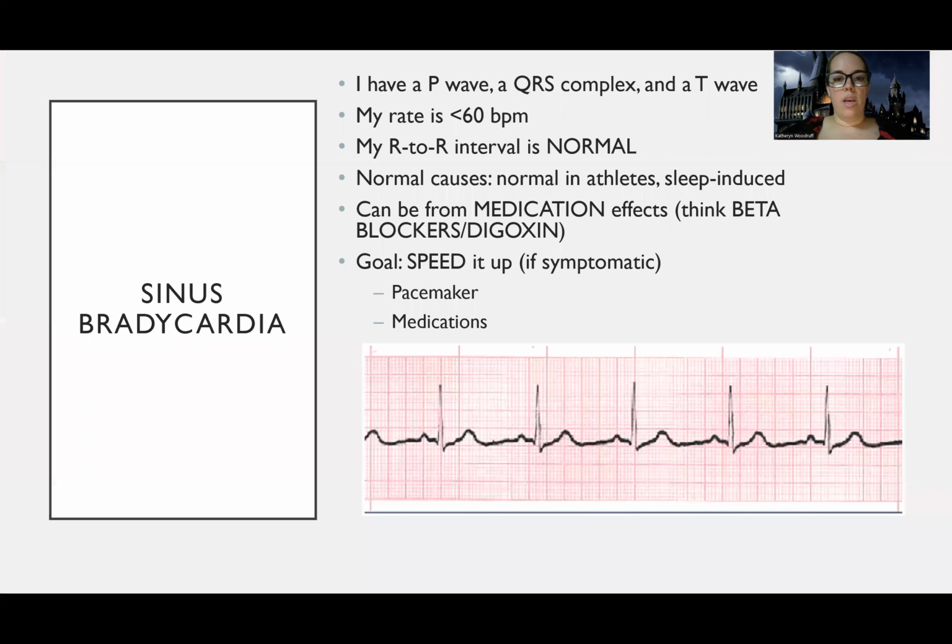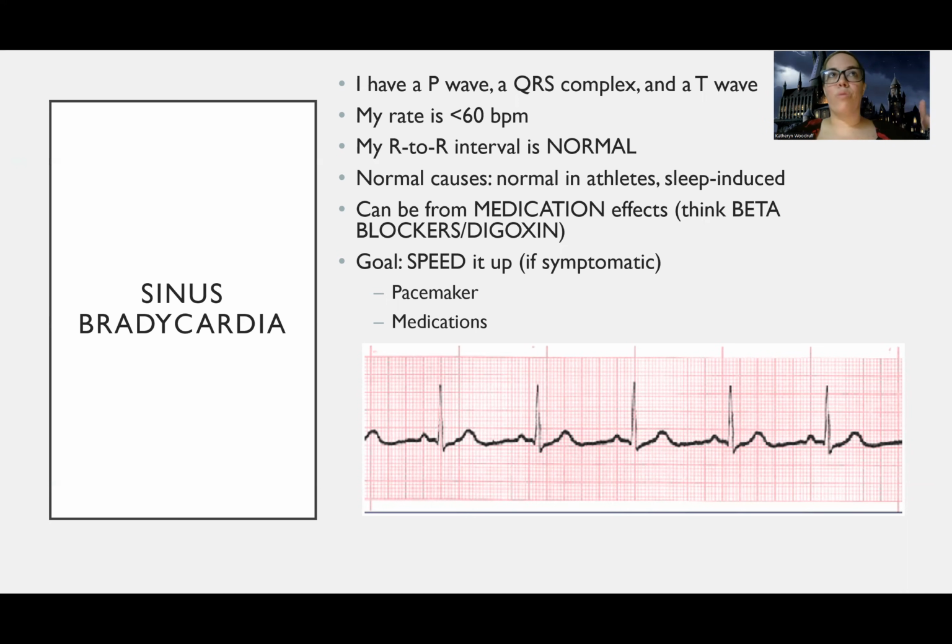Okay, so let's talk now about sinus. Did I skip anything? Okay, sinus bradycardia. This one we looked at a little while ago on that other strip. It has a P wave, a QRS, and a T wave, so it has all the beautiful parts I need to make a rhythm. It has a normal R to R, or distance between my QRS complexes. The only thing abnormal in this rhythm is that it's a little slow.